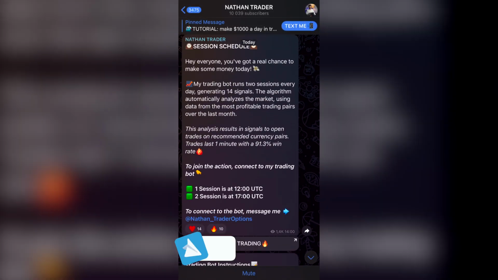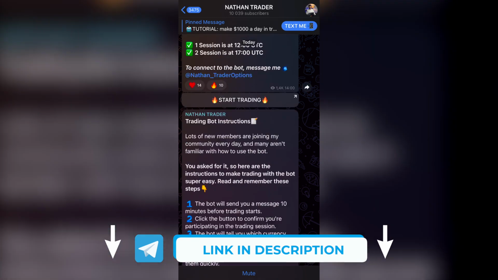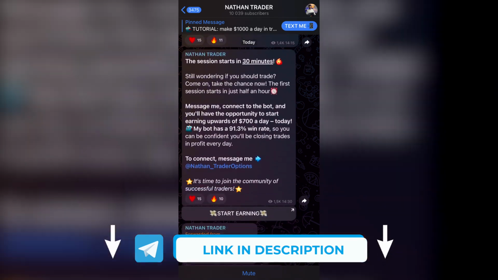Over 12,000 people are already trading with our AI bot. They get over 700 per session, depending on the amount they trade with.